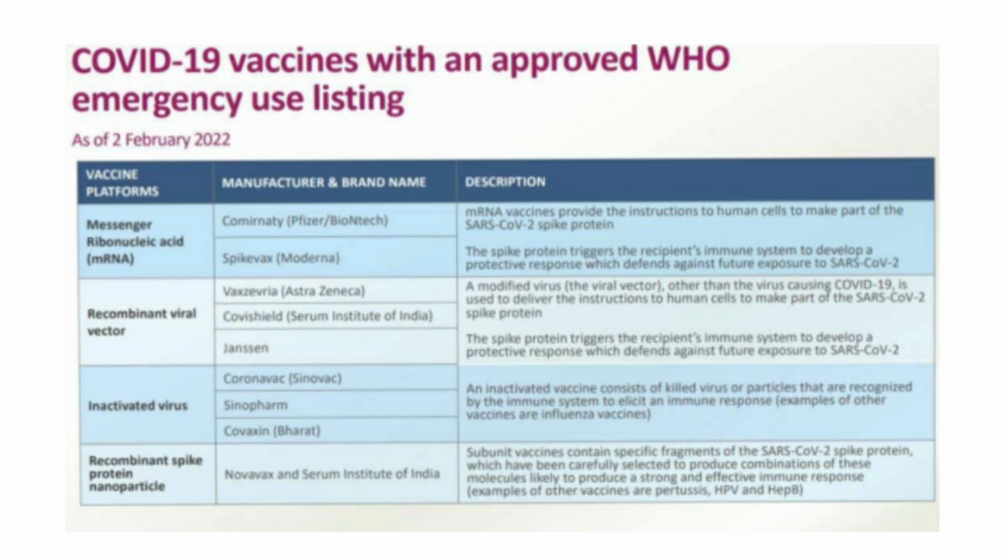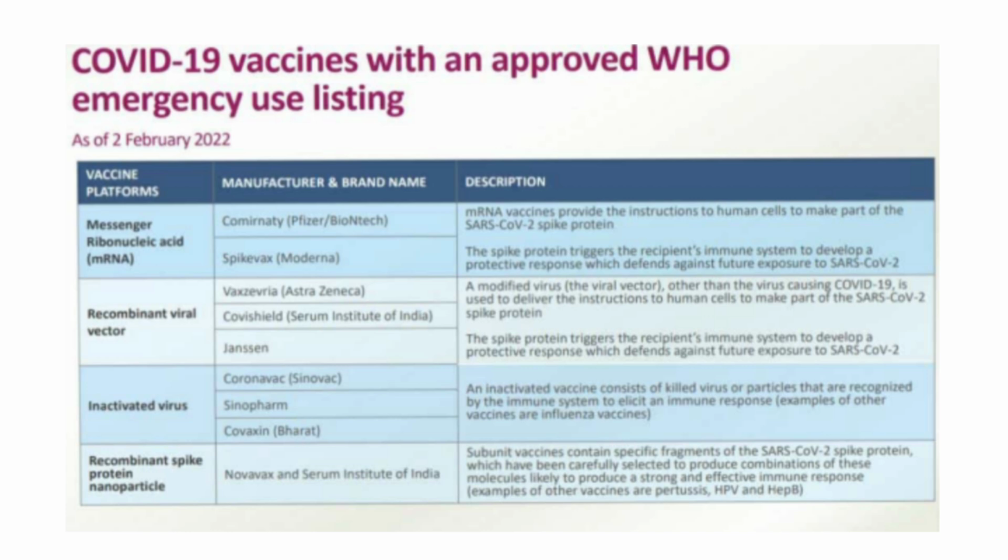Generally, talking about the description, the messenger ribonucleic acid provides the instruction to human cells to make a part of the SARS-CoV-2 spike protein. The spike protein triggers the recipient's immune system to develop a protective response which defends against future exposure to SARS-CoV-2. Next is recombinant viral vector. This is a modified virus other than the virus causing COVID-19. It is used to deliver the instruction to human cells to make a part of the SARS-CoV-2 spike protein. This spike protein triggers the recipient's immune system to develop a protective response which defends against future exposures to SARS-CoV-2.